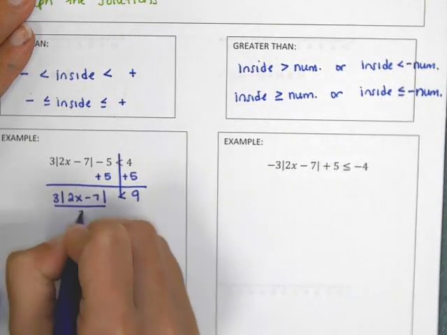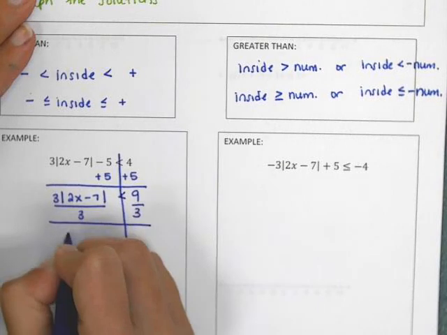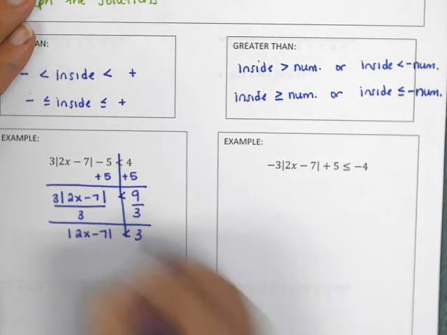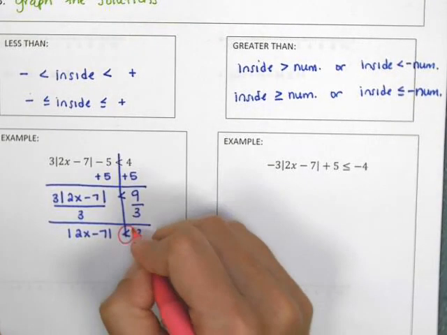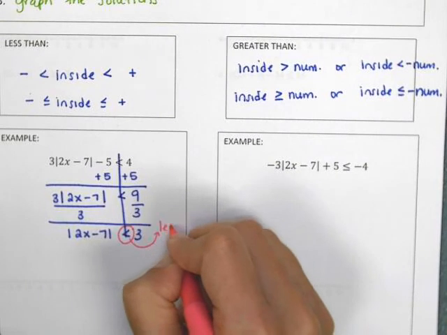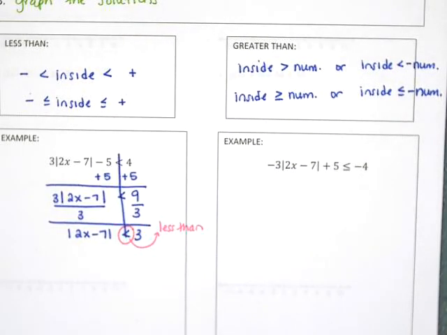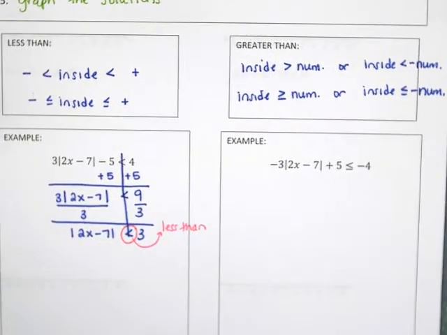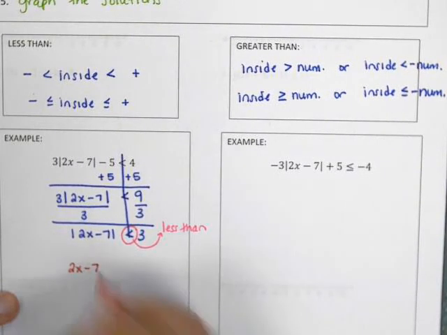Then I'm going to divide by 3 on both sides, and I'm going to get the absolute value of 2x minus 7 is less than 3. Now, because this is a less than symbol, I'm going to create a less sandwich. So because the problem has a less than symbol, whatever is inside of the absolute value goes in the middle.